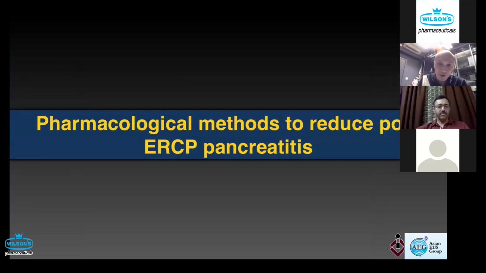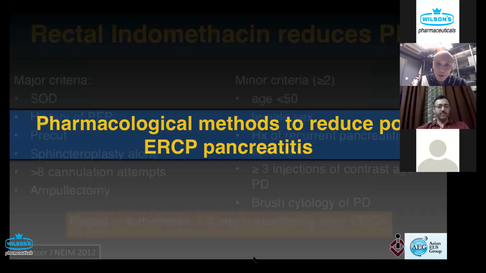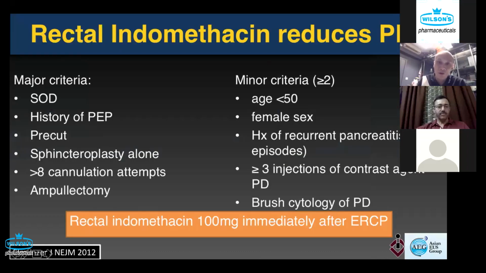So in terms of reducing post-ERCP pancreatitis, the methods can be divided into pharmacological methods and some technical methods to reduce PEP. In terms of pharmacological methods, I think most of us know about rectal indomethacin. So the landmark trial was published in the New England Journal of Medicine in 2012. They used rectal indomethacin 100 milligrams immediately after ERCP.